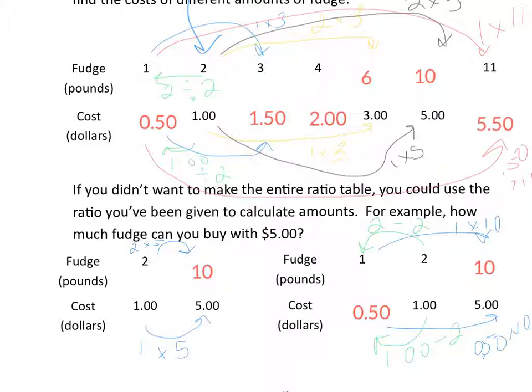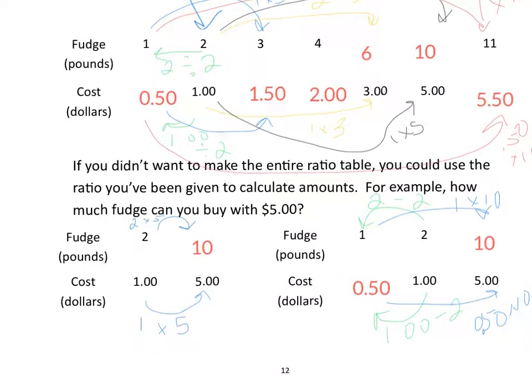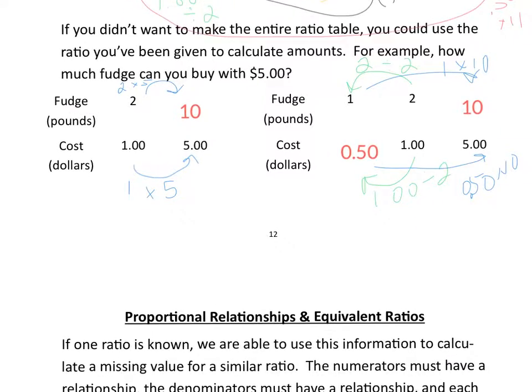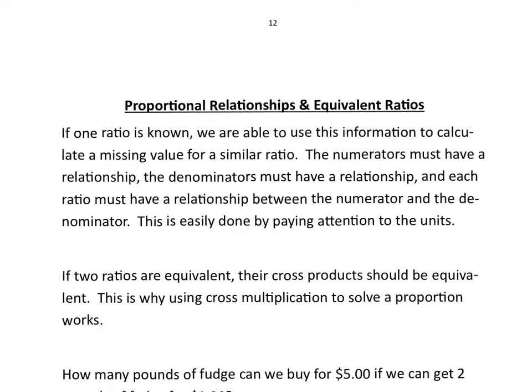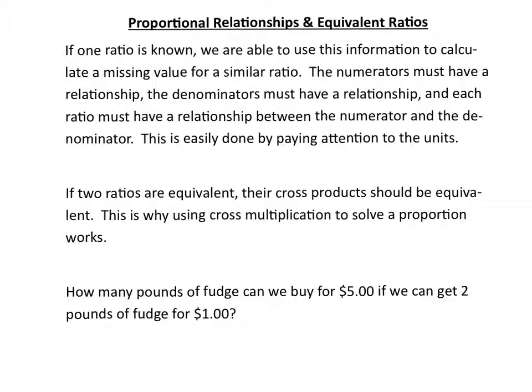Here are 3 ways that we were able to answer the same question. All 3 of them gave us the same answer. We just approached it a little bit differently. Any of those options are fine to go about when you are solving these. Now, if one ratio is known, the way we knew that 2 pounds were $1, we can use this to calculate missing values for any similar ratios, as long as there's relationships all over the place.